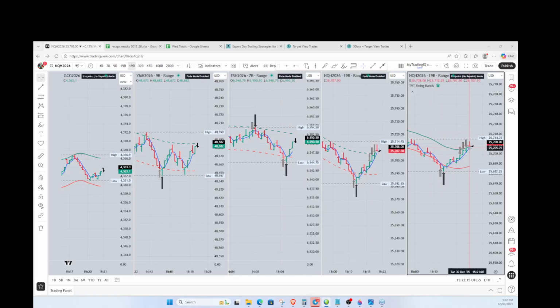We didn't end up with the black arrow on the down close. Man, that surprises me. We did not end up with the black arrow on the down close on the NQ. That is the second time that's happened in this session.